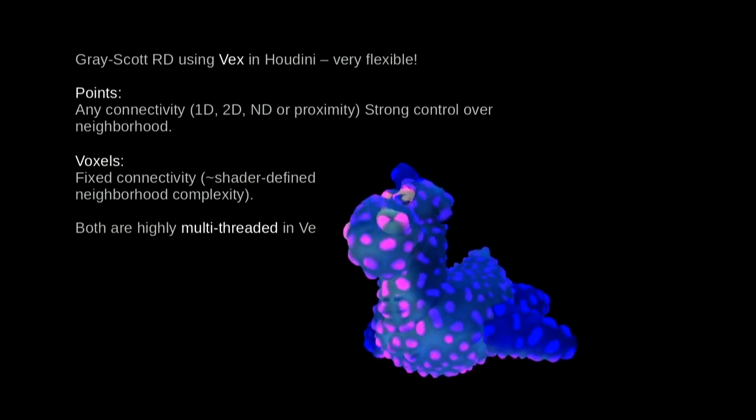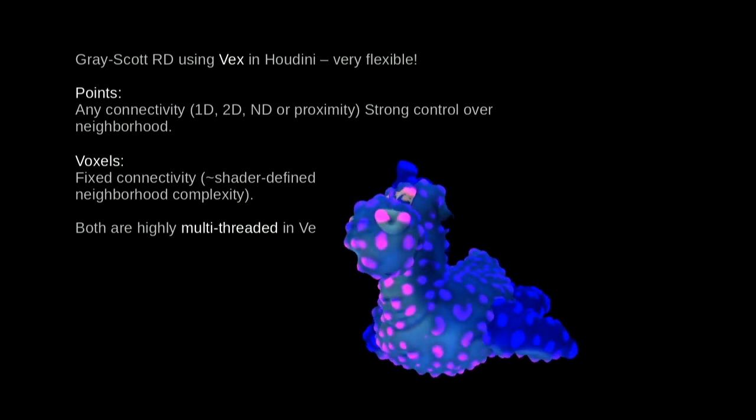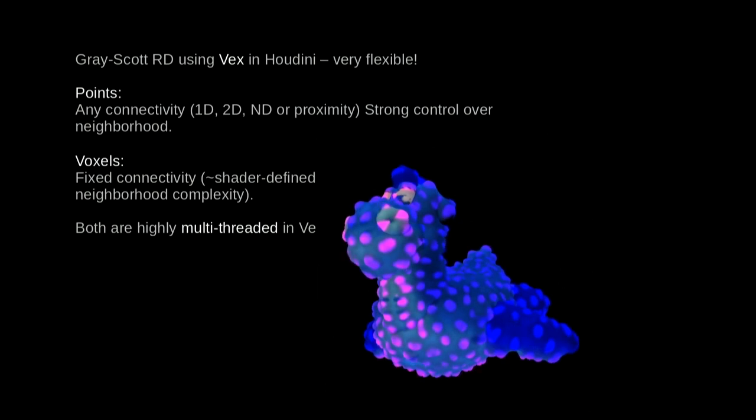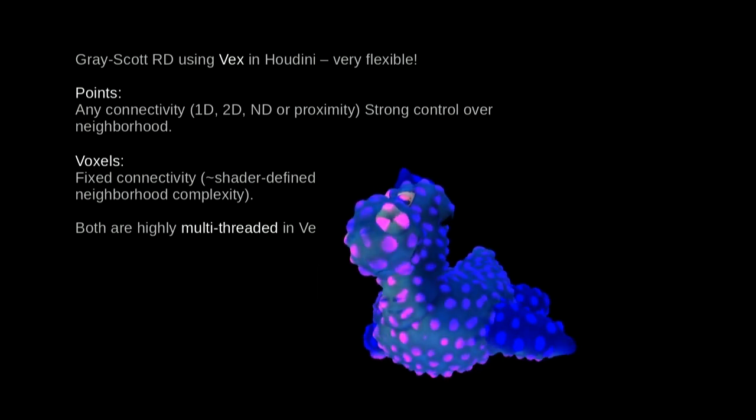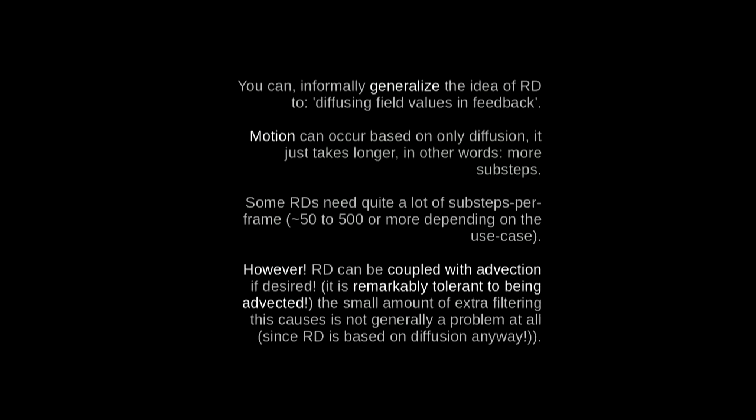There's a Gray-Scott reaction diffusion simulation running on a rubber toy in Houdini. This is running using the polygon mesh connectivity as the neighborhood. I've covered up the text there. Both are highly multi-threaded in VEX, so you can get some pretty high performance from this, just using VEX.